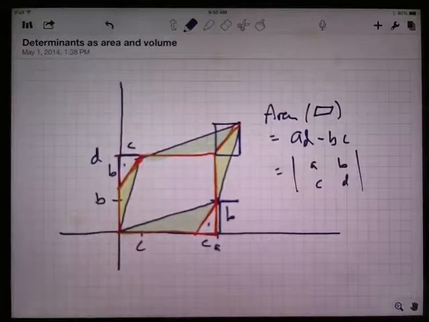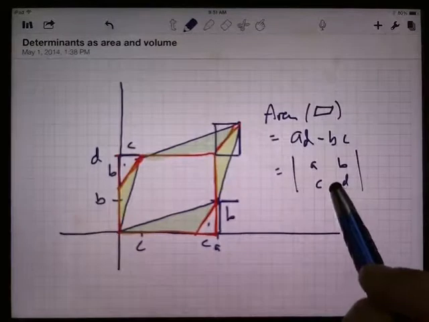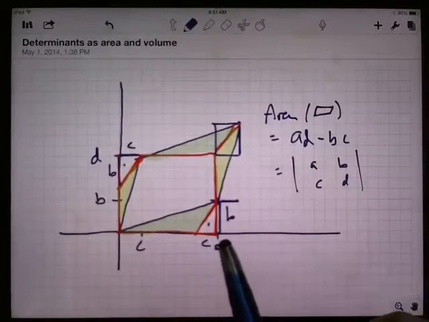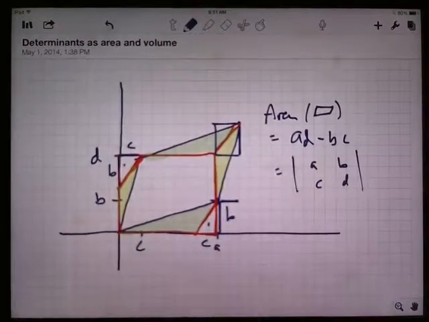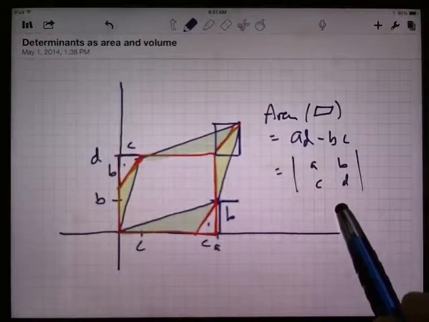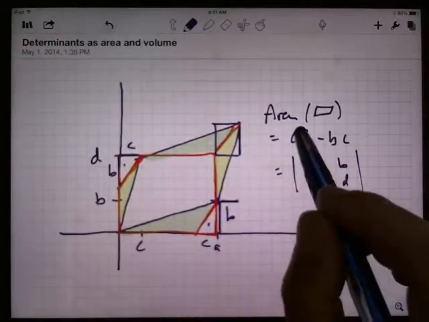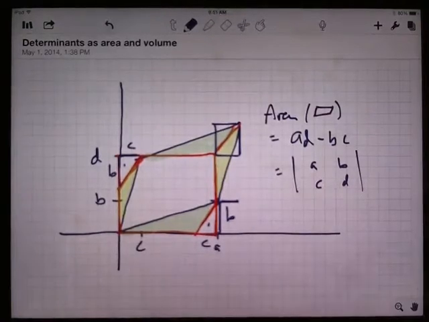Now, there's a little bit of hand waving that I've done here. Actually, probably a fair amount, but it's not really the area, it's the signed area. In this problem, I made it so that A was bigger than C and that D was bigger than B, and maybe it's the other way around, and what we're getting is a negative thing here, but plus or minus, if you take the absolute value of this, you've got the area of that parallelogram. Okay.